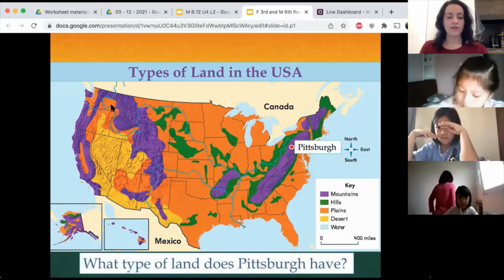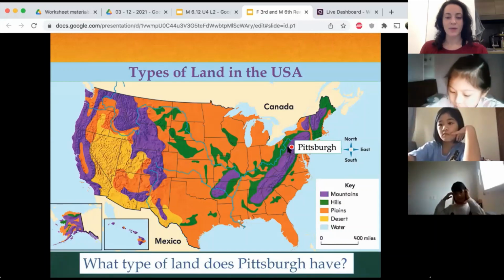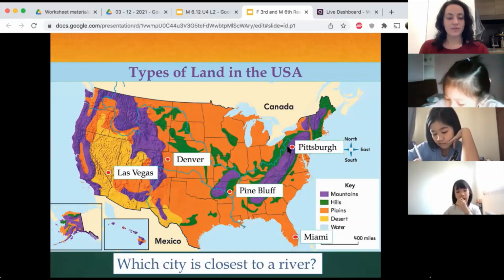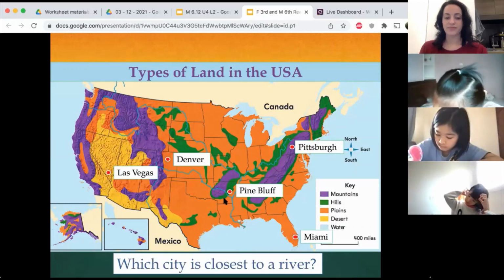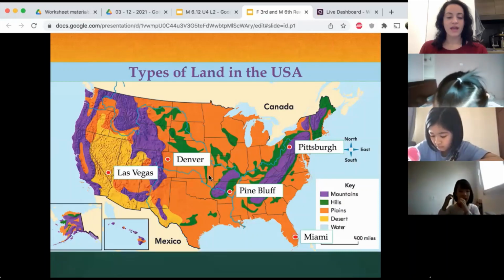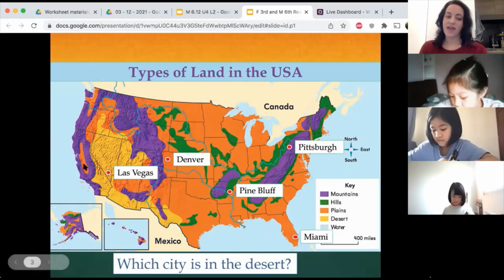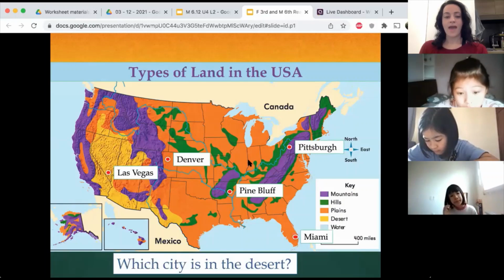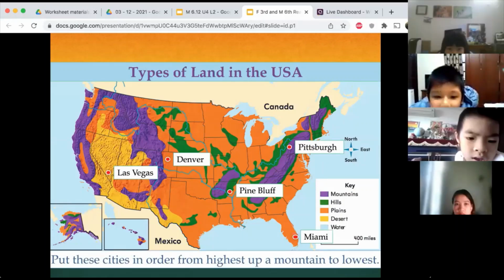Number 1, what type of land does Pittsburgh have? It has mountains, purple. Number 2, what city's closest to a river? Pine Bluff. Number 3, which city is in the desert? Las Vegas. And number 4, put the cities in order from highest up a mountain to lowest.